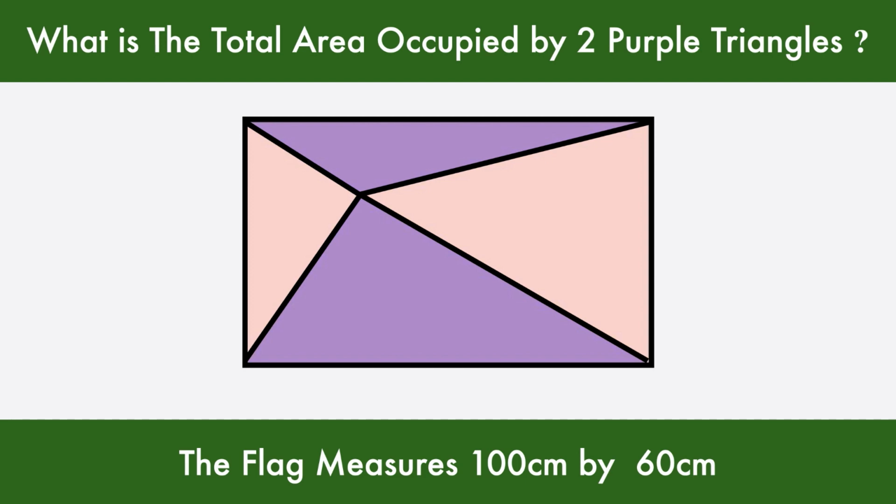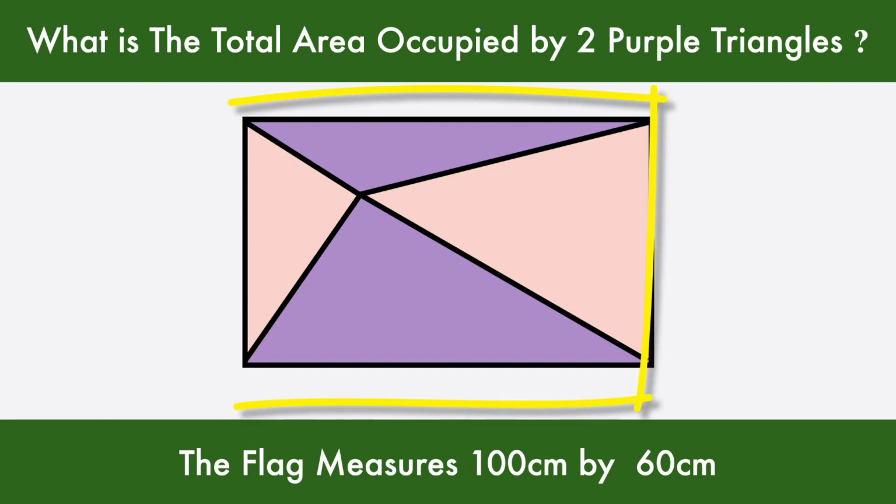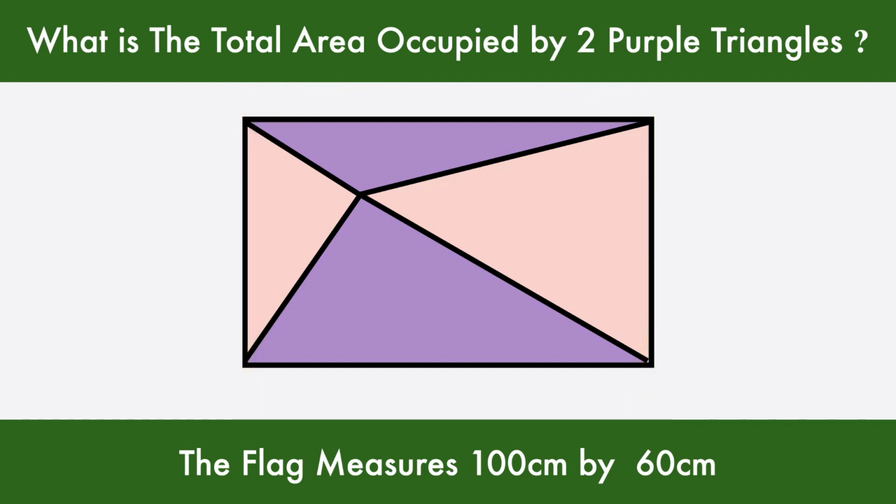The flag shown here measures 100 centimeters by 60 centimeters. It is divided into two purple triangles and two pink triangles. What is the total area of the two purple triangles? Here, our task is to find the total area occupied by two purple triangles in this flag-like diagram whose size is 100 centimeters by 60 centimeters. The flag is in rectangular shape. Here, the length of the rectangle is 100 centimeters and the breadth of the rectangle is 60 centimeters.